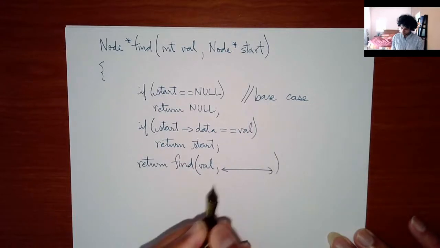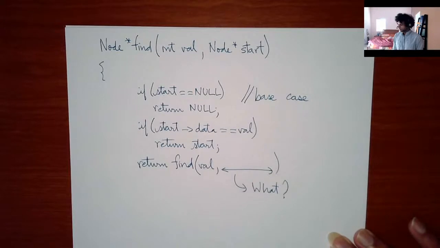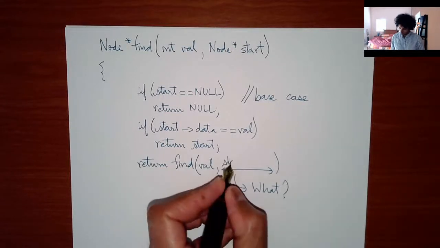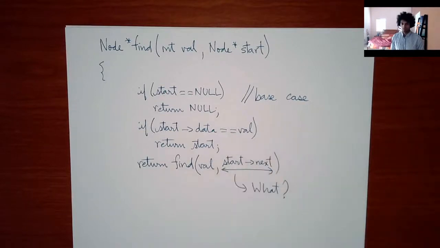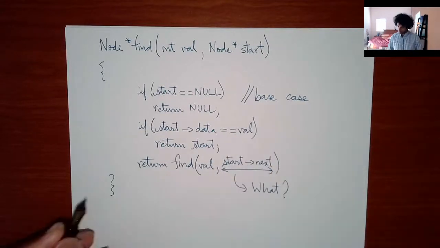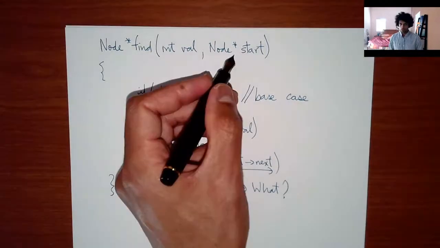So what goes here? So what is this? Start next. Yeah, start arrow next. Start arrow next. Is start a keyword? Oh no, sorry, it's a variable. Start is a variable there.